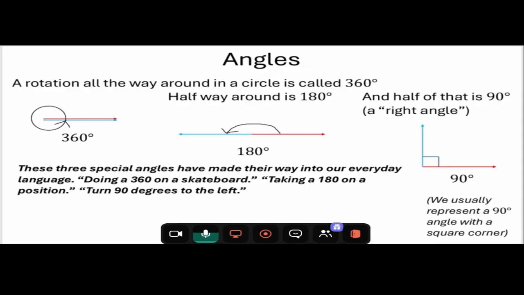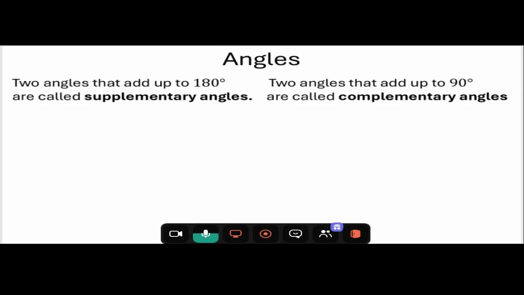So a full circle is 360. Half of that is a straight line, 180. Half of that is a right angle, a square corner. Any two angles that add up to 180 are called supplementary angles. You will need to know these words, but of course you do have a handwritten resource sheet you can use, so you could write these down.